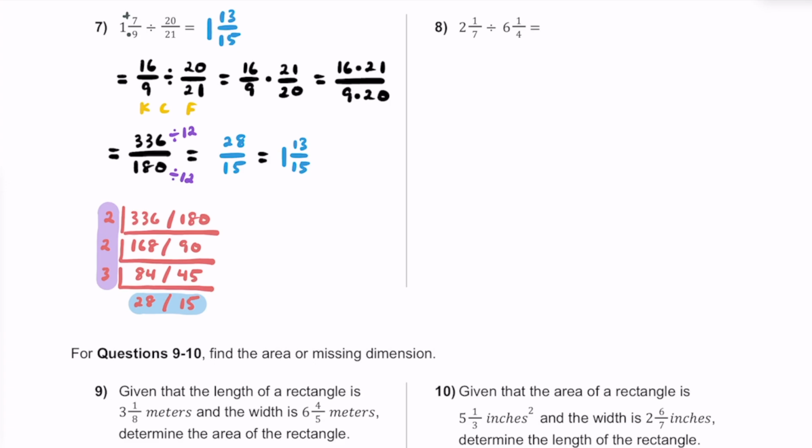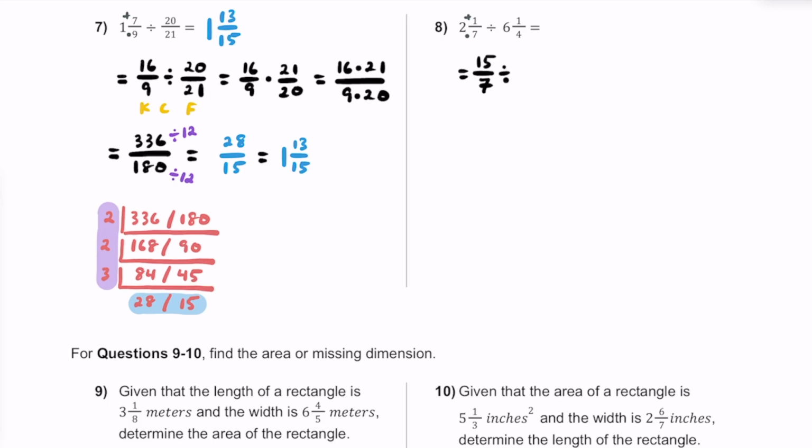For number 8, it looks like we have a mixed number divided by a mixed number. The answer to this problem definitely has to be a proper fraction, less than 1, because we can't fit this 6 and 1 fourth into 2 and 1 seventh more than one time, because it's larger than it, right? Let's keep that in mind. As improper fractions, 2 times 7 is 14, plus the 1 on top is 15. So we're looking at 15 sevenths. That's the improper version of that first fraction.